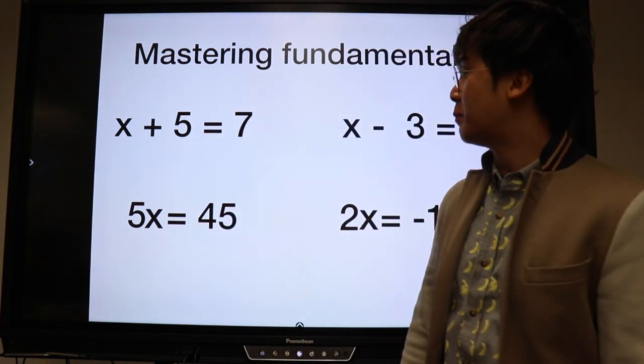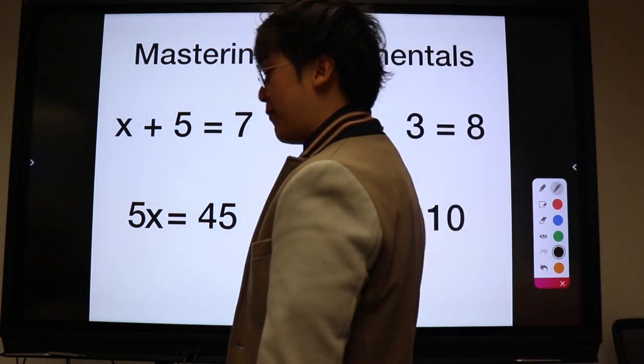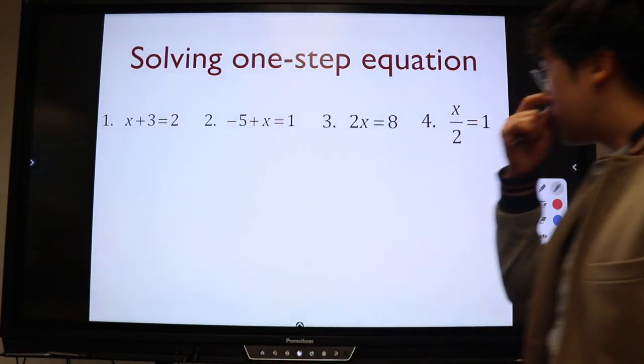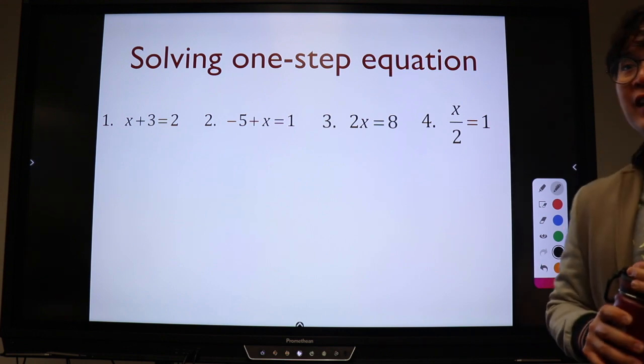Now, how are we going to make it a little bit more complex? Let's have an example like this. 1, 2, 3, and 4. See if you can answer those problems so that x will be by itself.